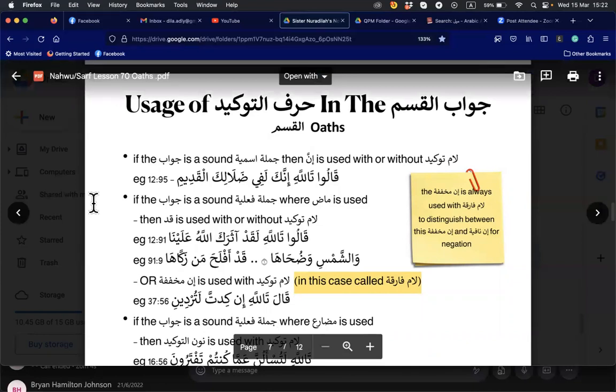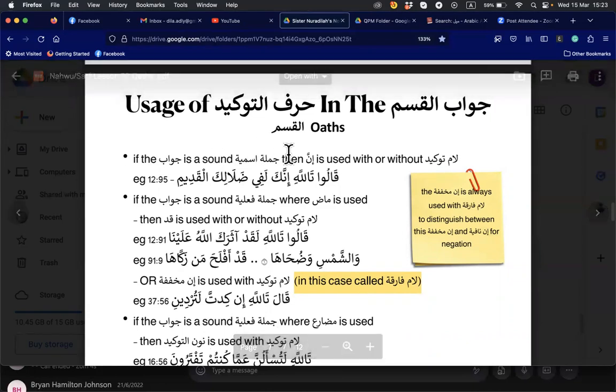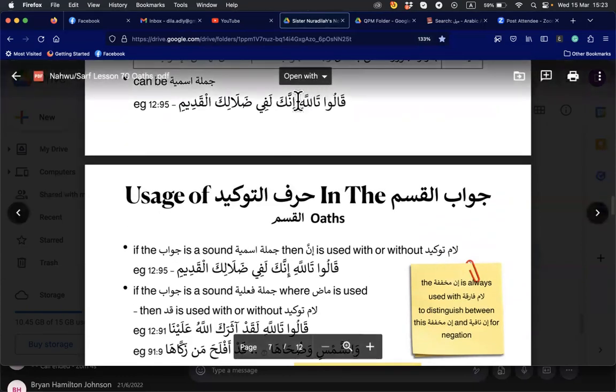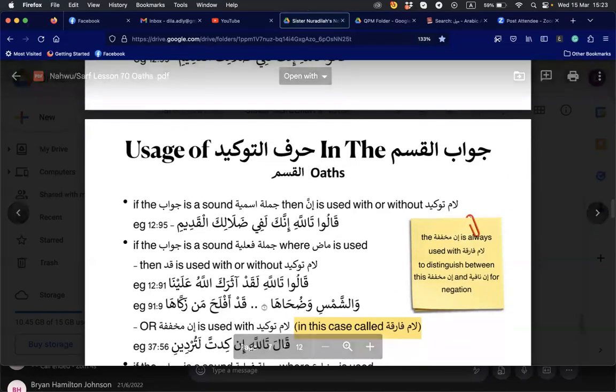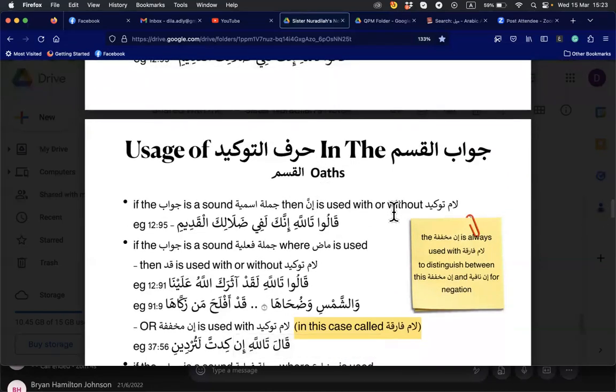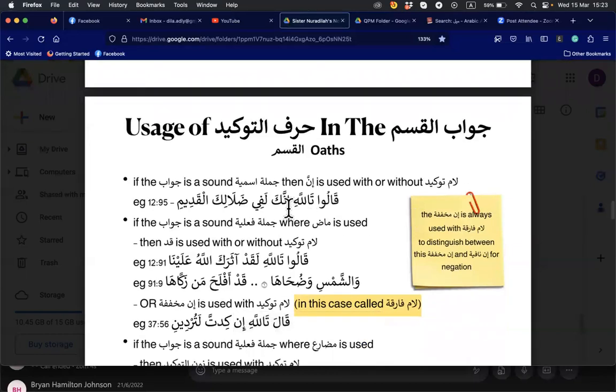Now, usage of the half tawkid in the jawabul qasam. If the jawab is a sound jumlah ismiyah, like just now, inna that we have here, Allahi, and then innaka. This is our jawabul qasam, right? Then inna is used with or without lam tawkid. So we have here innaka lafi. So we have this lam tawkid.